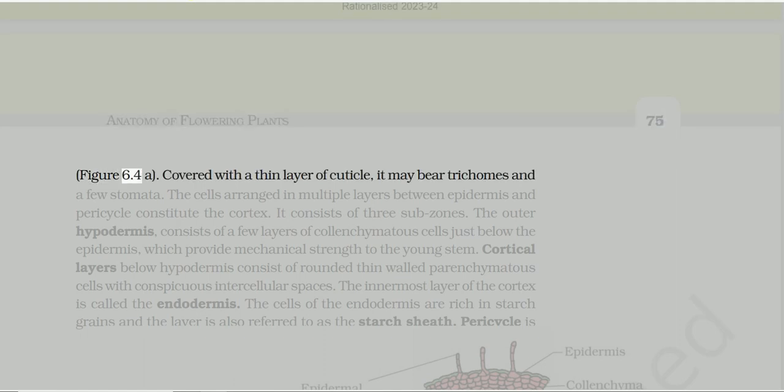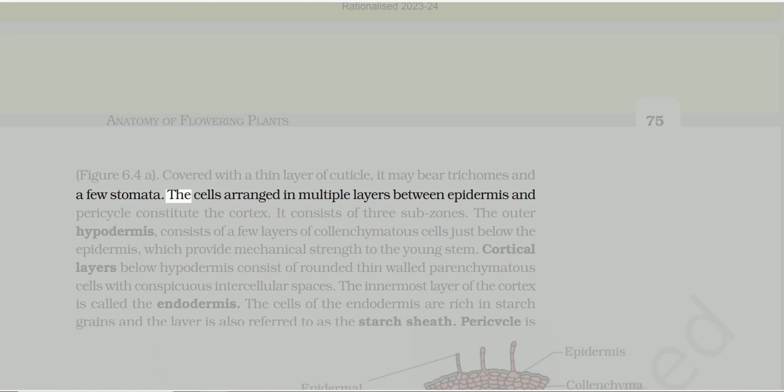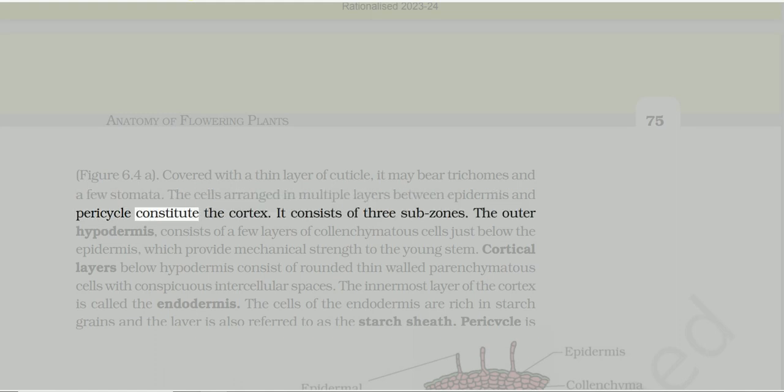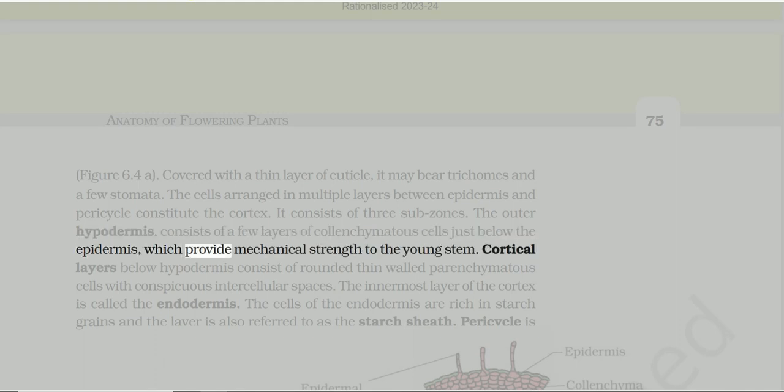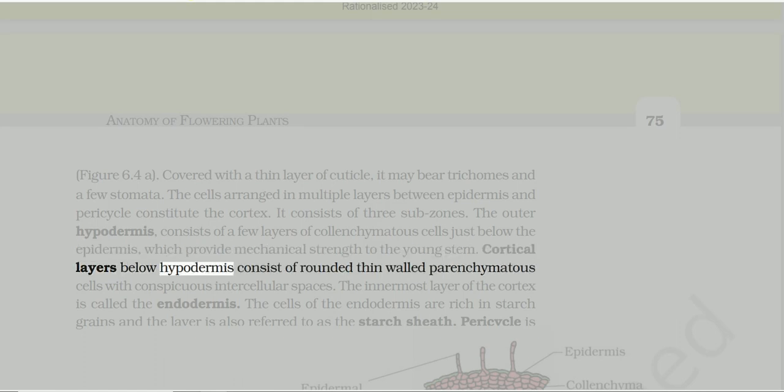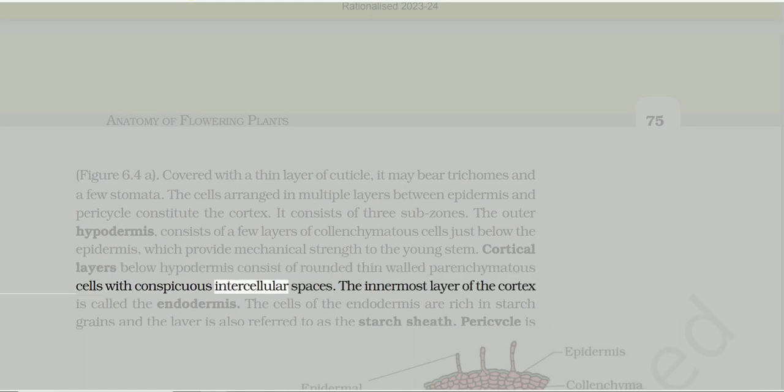Figure 6.4a. Covered with a thin layer of cuticle, it may bear trichomes and a few stomata. The cells arranged in multiple layers between epidermis and pericycle constitute the cortex. It consists of 3 subzones. The outer hypodermis consists of a few layers of collenchymatous cells just below the epidermis, which provide mechanical strength to the young stem. Cortical layers below hypodermis consist of rounded thin-walled parenchymatous cells with conspicuous intercellular spaces.